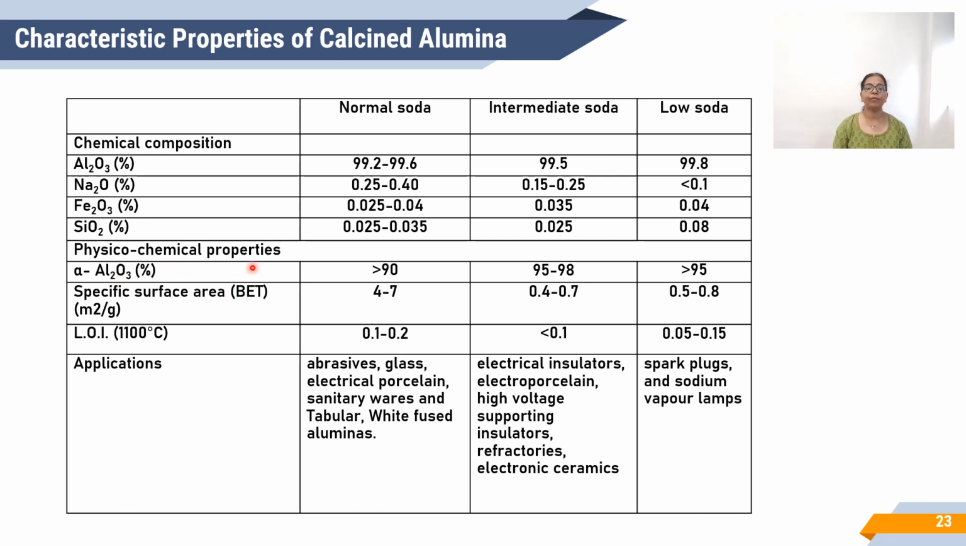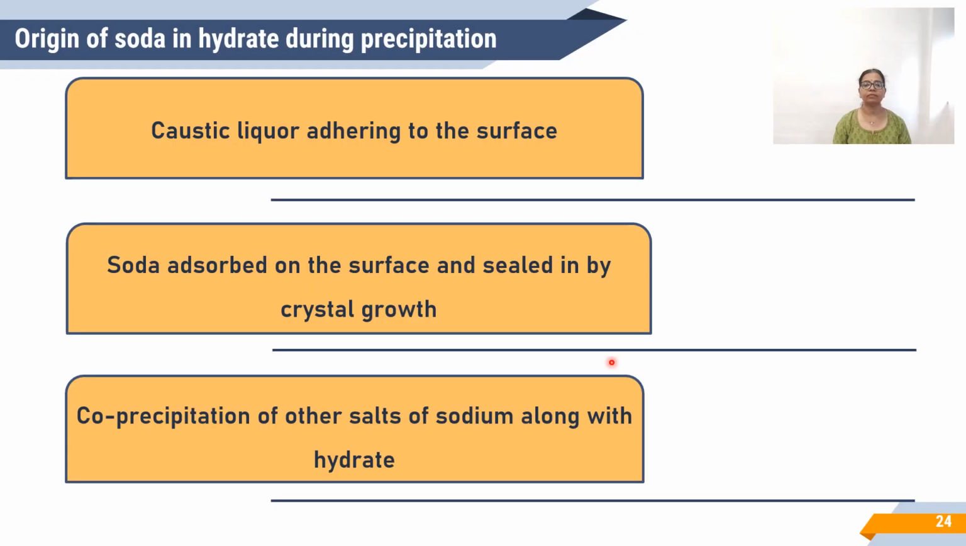Now the physicochemical properties we can see is that the alpha content is greater than 90%. In intermediate soda it is 95 to 98%, while for low soda it is greater than 95%. And obviously the LOI at 1100 degrees centigrade is only 0.1 to 0.2%, less than 0.1%, and 0.05 to 0.15% for low soda, while the specific surface area here is 4 to 7 meter square per gram. For intermediate it is 0.4 to 0.7 and 0.5 to 0.8 meter square per gram.